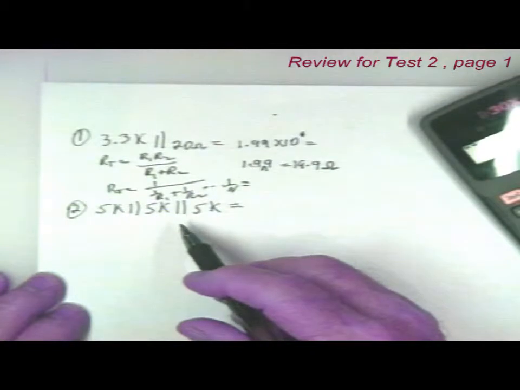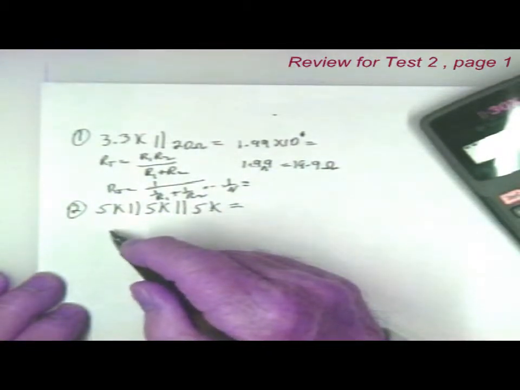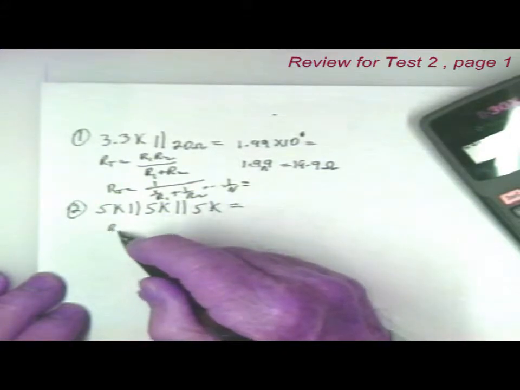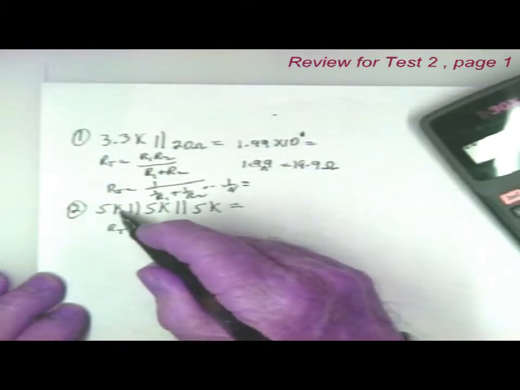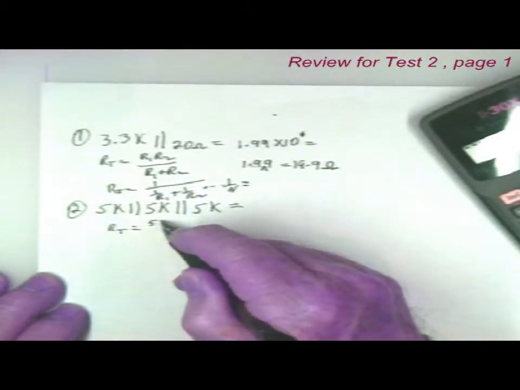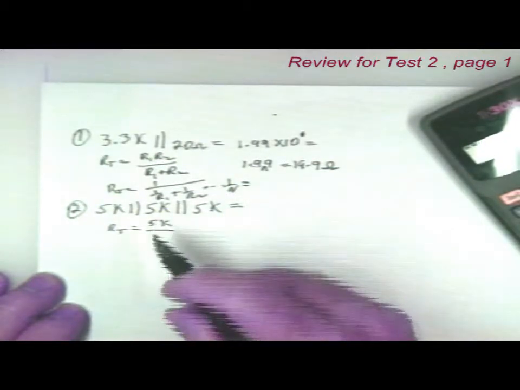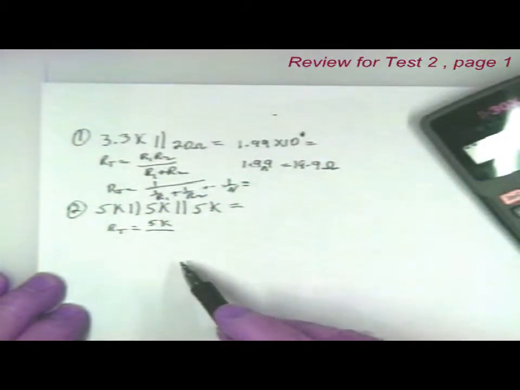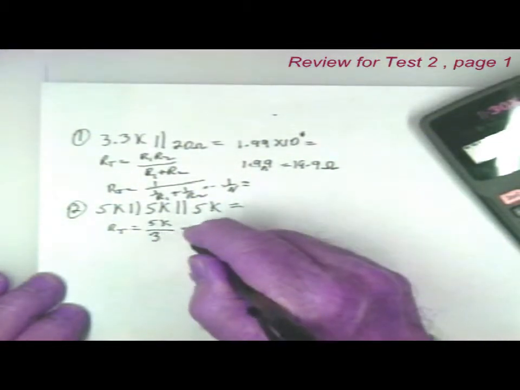So we look at this and we're going to use a little different formula. We're going to say that RT is equal to what? We pick out one of the resistors, they're all the same, so it doesn't matter which one you use. So that's 5K divided by the number of resistors, the counted number, 1, 2, 3. So we have 3 resistors here.